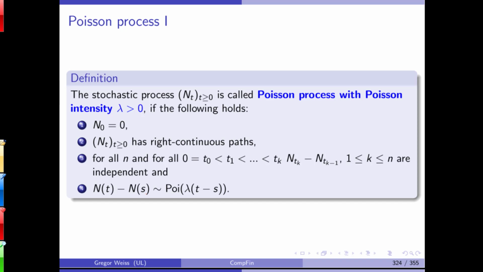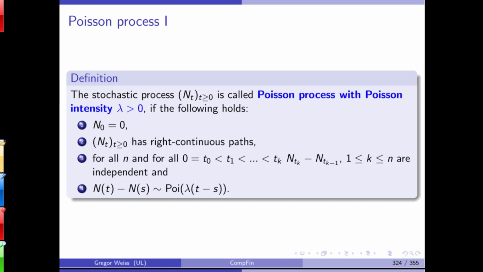The starting value is 0, N_0 is 0. N_t has right continuous paths, rechtsstetige Pfade. We'll see in a moment what this means. For all n and for all 0 equal to t_0 smaller than t_1 smaller than and so on, t_n, the differences N_{t_k} minus N_{t_{k-1}}, for k between 1 and n, are independent and distributed according to a Poisson distribution with a parameter lambda that is a function of the lag t minus s.